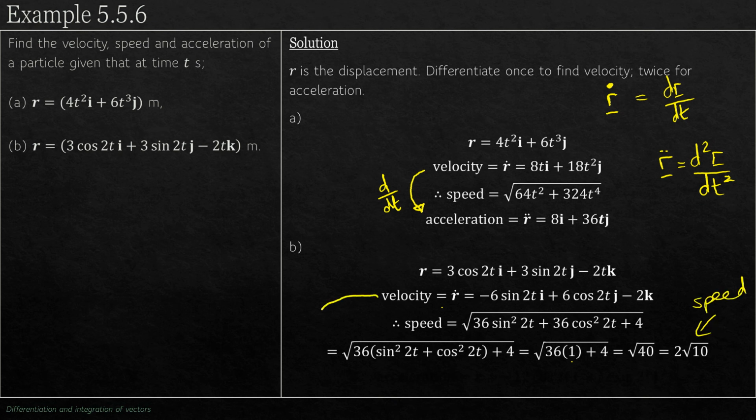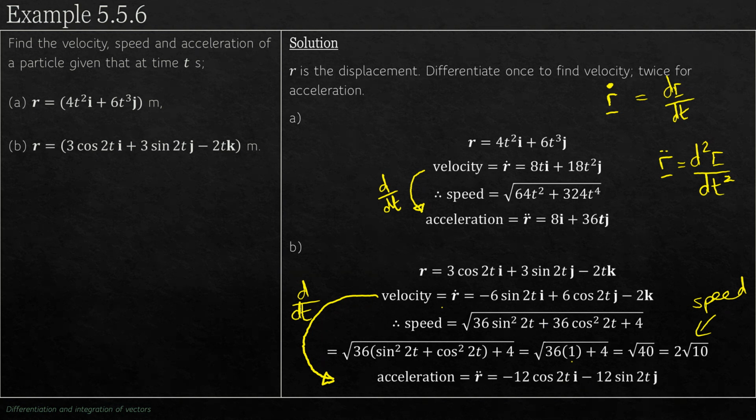And finally, differentiate the velocity again to get the acceleration. And there we have acceleration. Note there's no k term here, because -2 is the coefficient of the k term, which differentiates to 0. So we don't need to write plus 0k, we can just leave it blank.